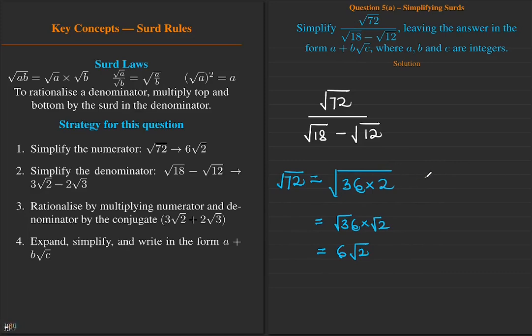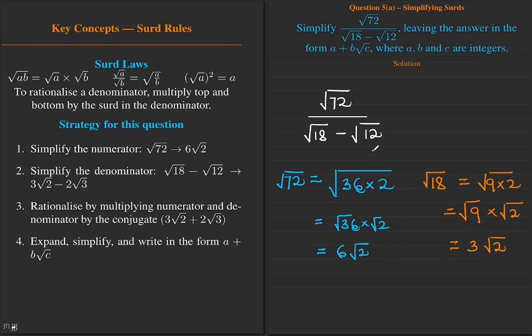So root of 18. Among the perfect squares, which is a factor of 18? We have 9. So the 18 becomes the square root of 9 times 2, which then becomes the square root of 9 times the square root of 2. And the square root of 9 simply gives us a 3. So we have 3 root 2.